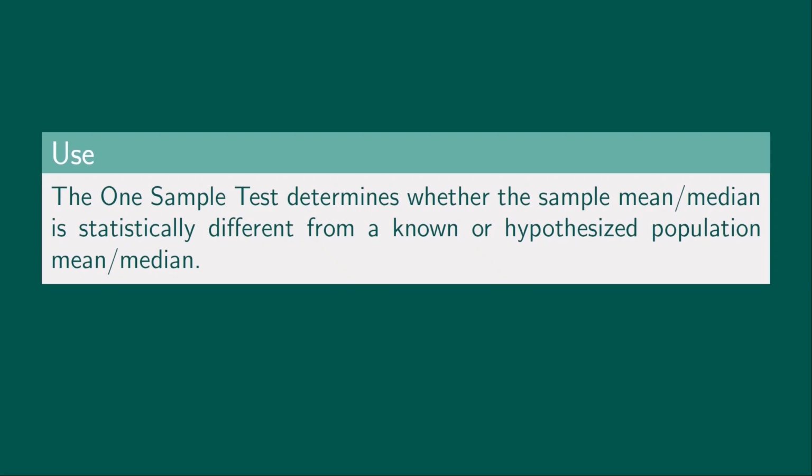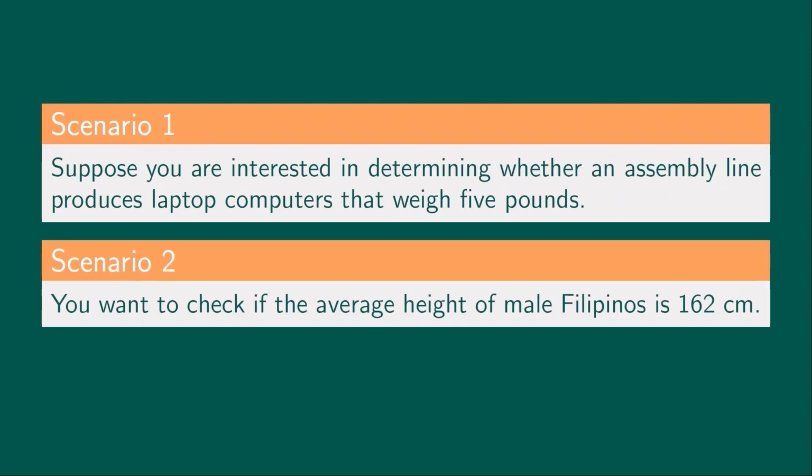The one sample test of significance determines whether the sample mean or median is statistically different from a known or hypothesized value. These are useful in the following situation. Suppose you are interested in determining whether an assembly line produces laptop computers that weigh 5 pounds, or you want to test if the average height of male Filipinos is 162 centimeters. Notice that in each scenario, an assumed value is stated, which is your hypothesized value.